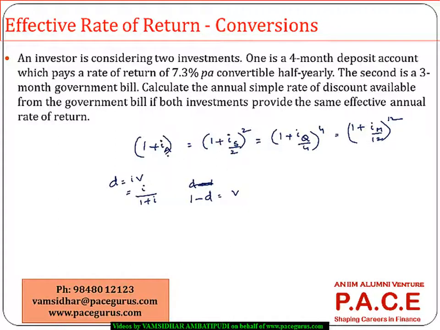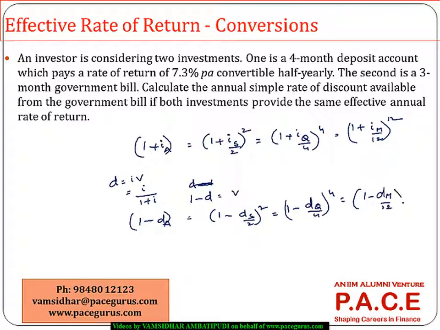So even from that logic I can link up my i and d. From a d standpoint, again, 1 minus d annual should be equal to (1 minus d semi-annual by 2) whole squared, equal to (1 minus d quarterly by 4) to the power 4, and equal to (1 minus d monthly by 12) to the power 12. So the same kind of logic exhibits in terms of d also.